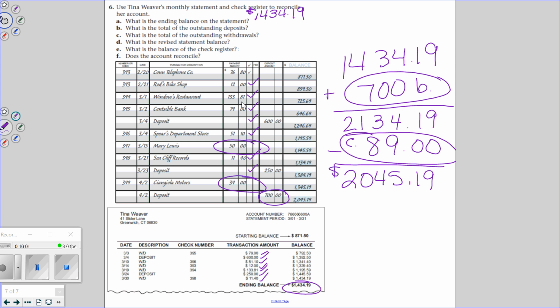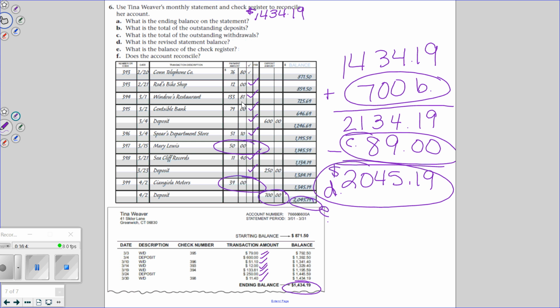Part D, what is the revised statement balance? What was that terminology asking for? What is the revised statement balance? Yes, it's the 2,045. So that's part D. Yep, that's what it was looking for. What is the balance of the check register? See the balance of the check register right here? Here's part E.